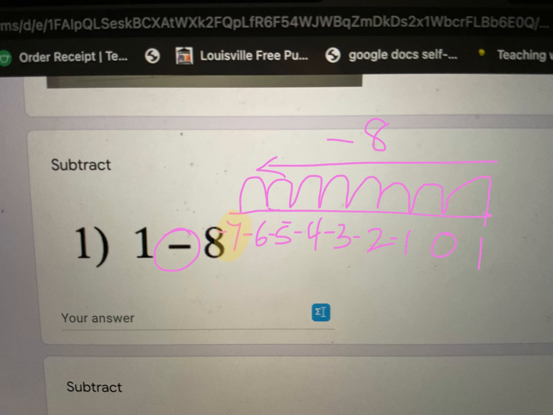And which kind of makes sense, right? If you think about it, because if you only have, let's say, $1, but you go out and you spend 8, well, you're going to be in the negatives, right? Because you didn't have enough money to pay for it. So that is another reason that we're going to have -7 for our first answer.